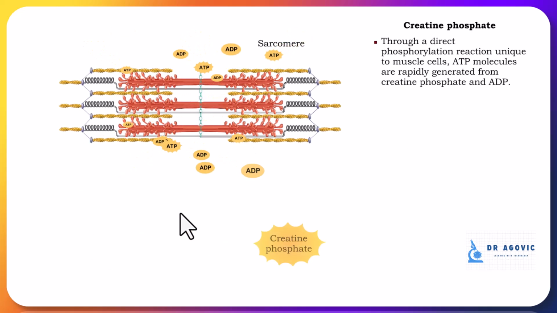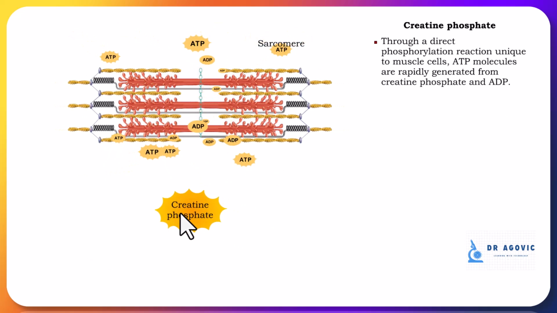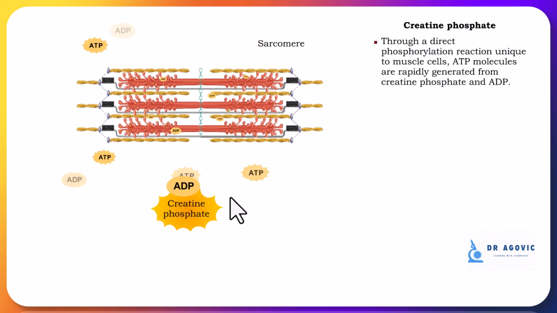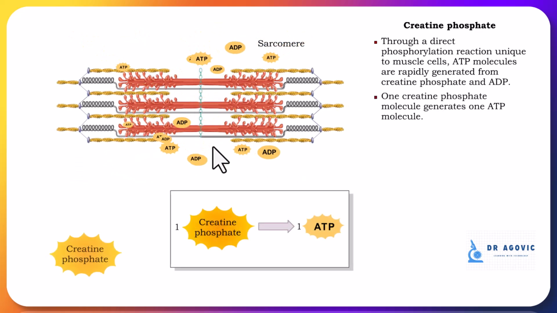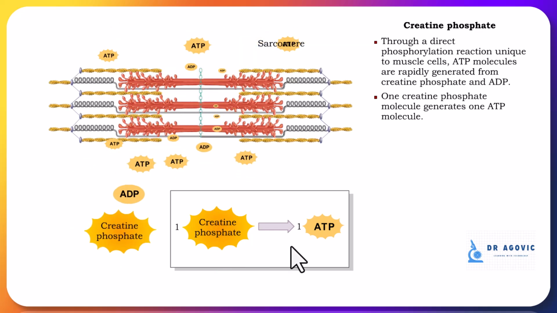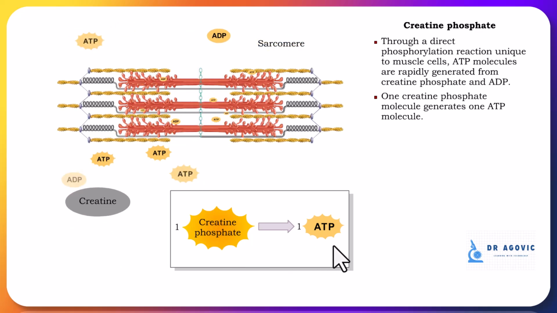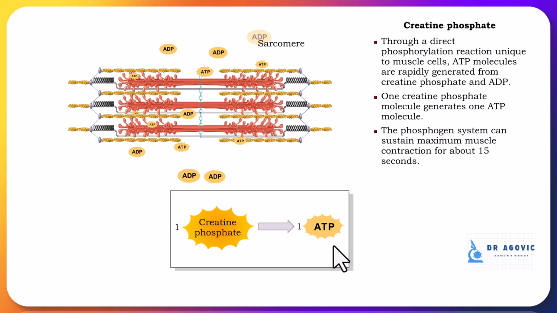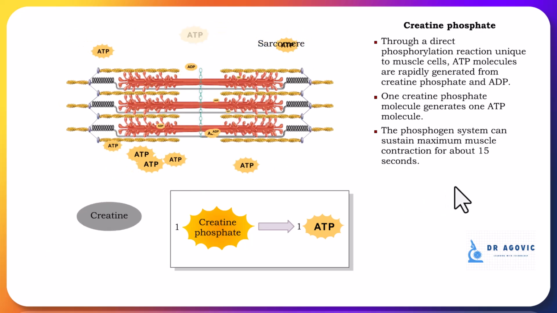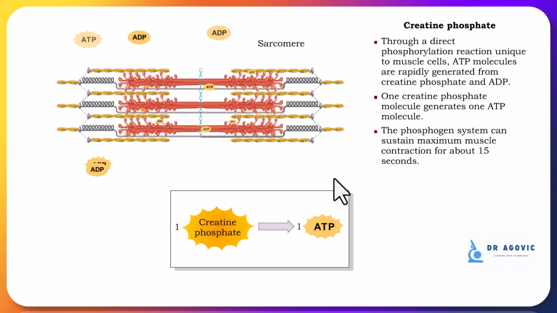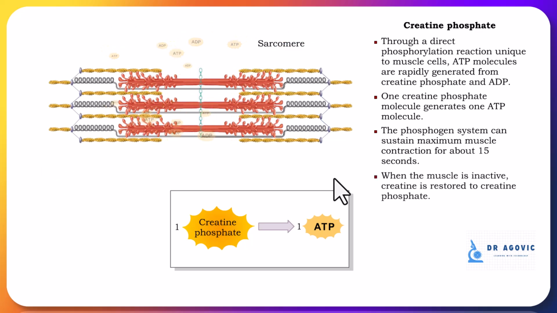Creatine phosphate, in a process that is unique to muscle cells, donates its phosphate to convert ADP to ATP. One creatine phosphate molecule generates one ATP molecule. The phosphagen system can generate enough ATP to sustain maximum muscle contraction for about 15 seconds only.